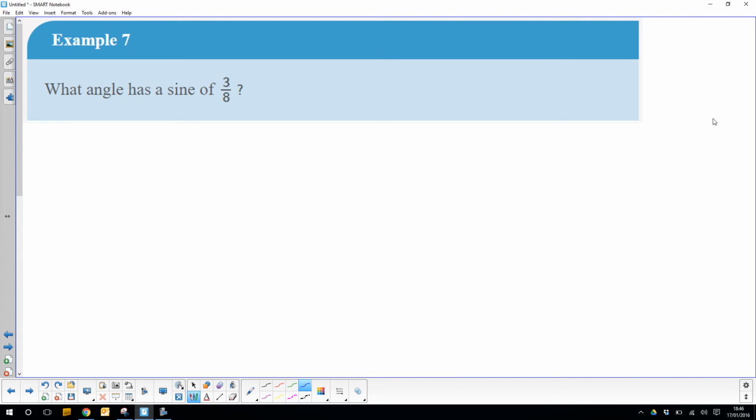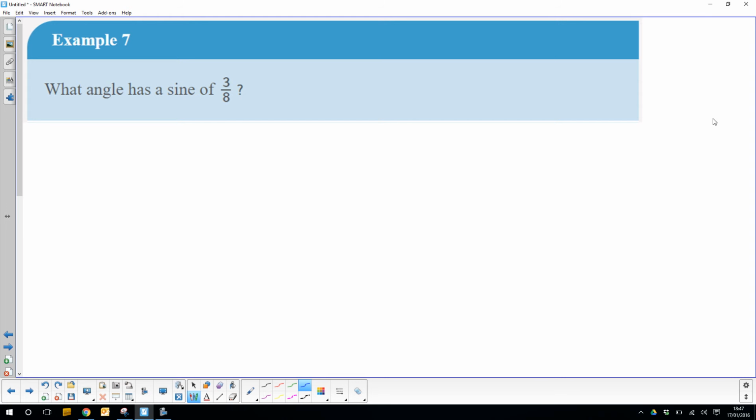Now, before you get too stuck into using trigonometry to solve problems and find angles and so forth, exercise 11G actually does a bit more calculator practice. And this first question says, what angle has a sine of 3/8?